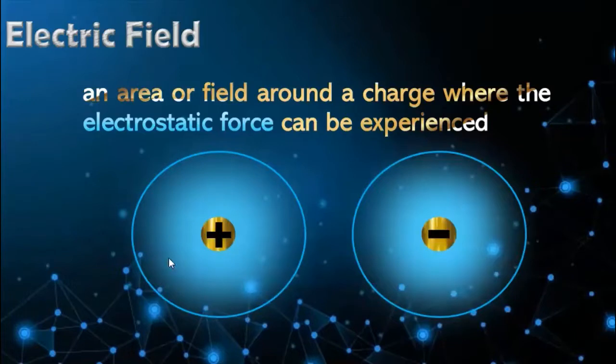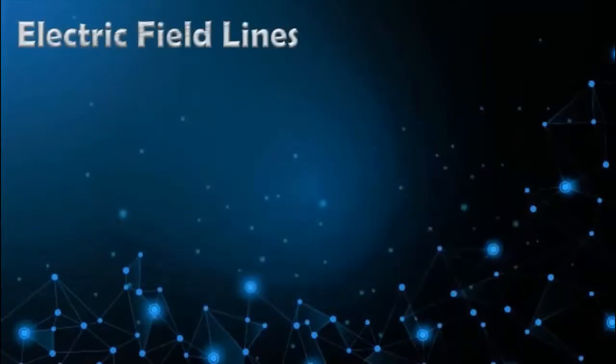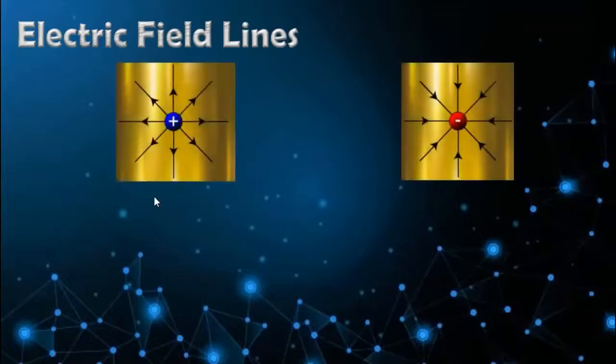We have here an illustration. We have a positively charged object and a negatively charged object. Now, how could we represent this electric field to have a clear picture of what is going on? For that, we are going to use these electric field lines. If we have a positively charged object, the direction of the electric field is outward, and it is inward, or going inside, if we have a negatively charged object.